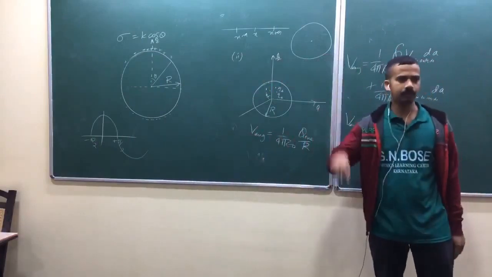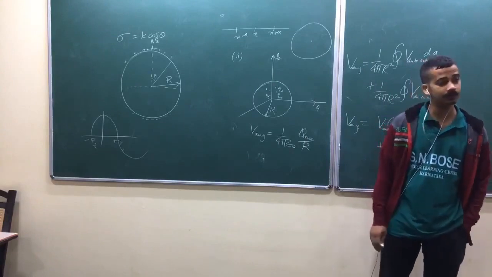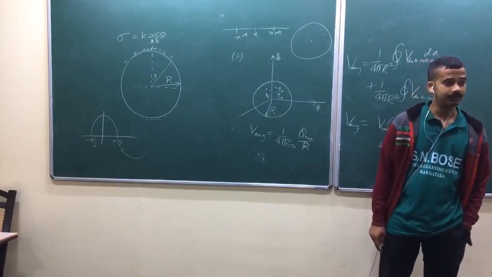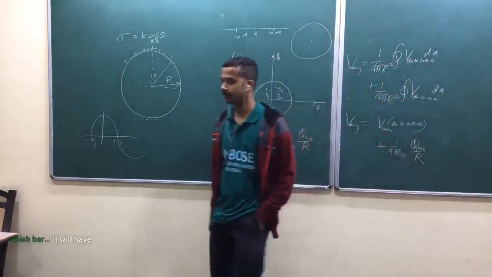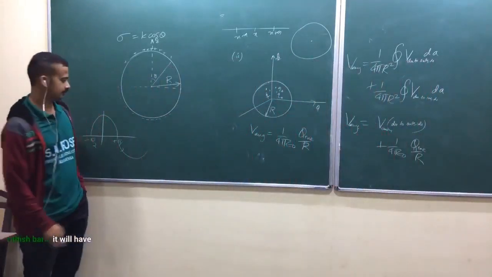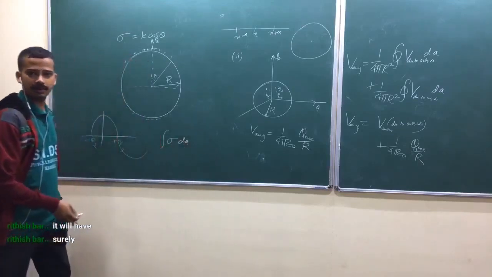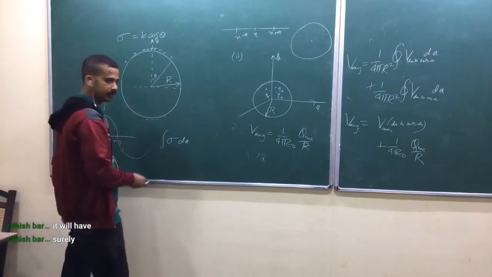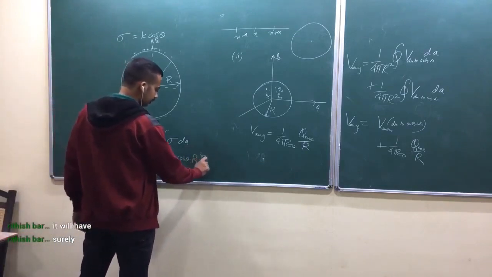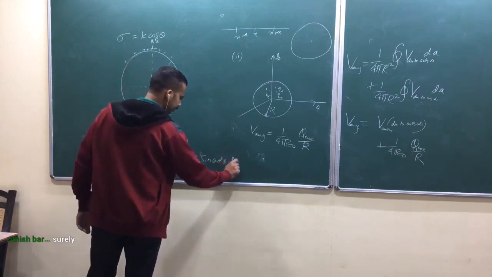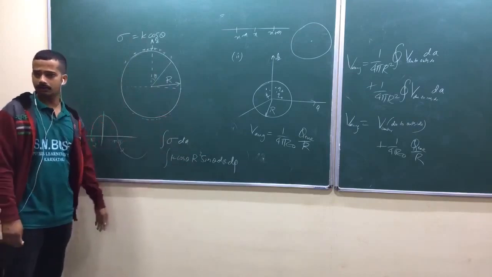Try to construct small dipole moments and add them vectorially. Net charge is 0. How do you show the net charge is 0? Integral of sigma dA. dA is the elementary spherical surface element, so k cos theta times dA, where dA is r square sin theta d theta d phi. Why r square? Because we are doing a surface integral to find the total charge.